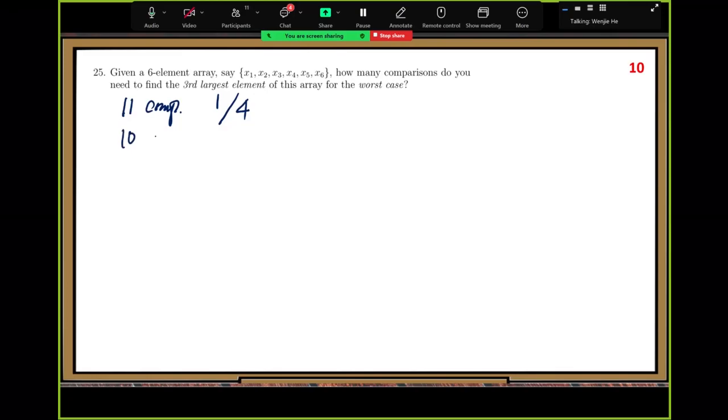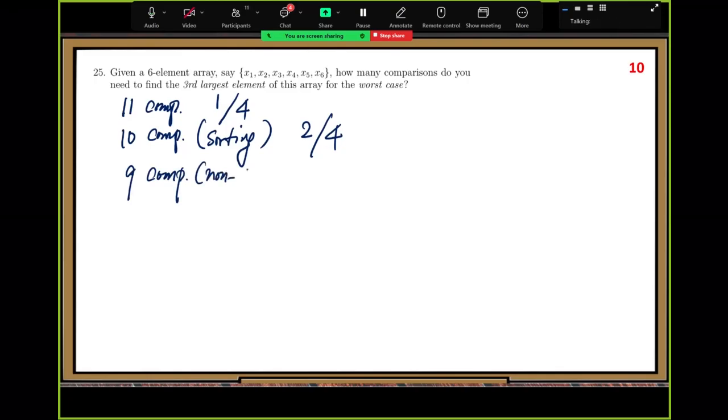If you give me a 10 comparison solution, because this is the sorting way, you just sort these 6 elements, so you get 2 out of 4. Then a 9 comparison solution. This is the non-sorting way.